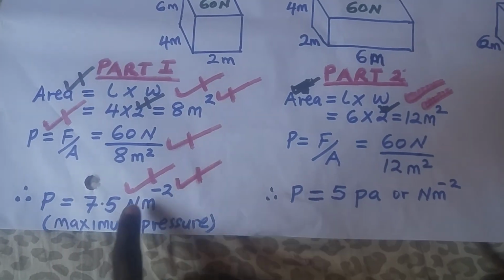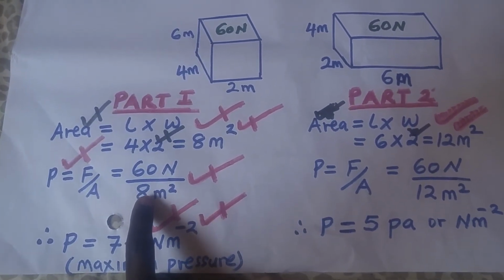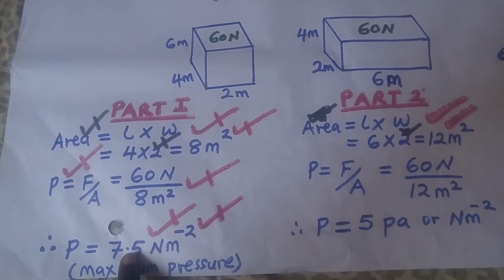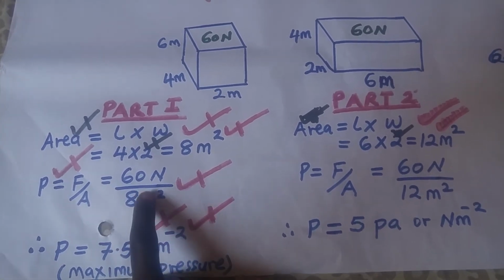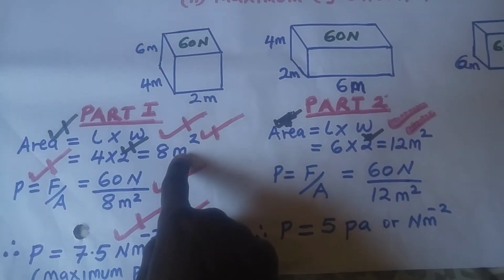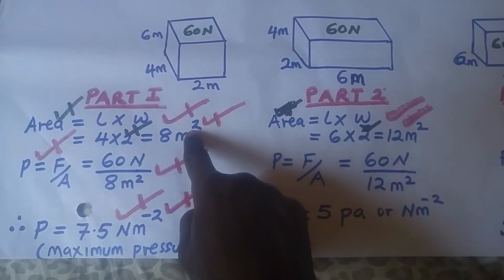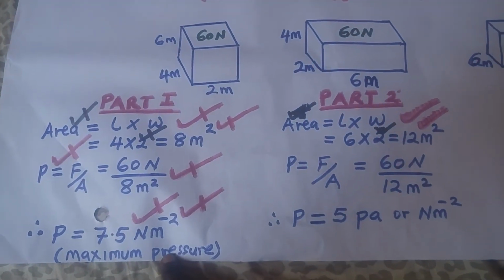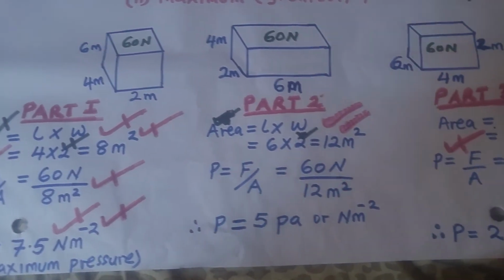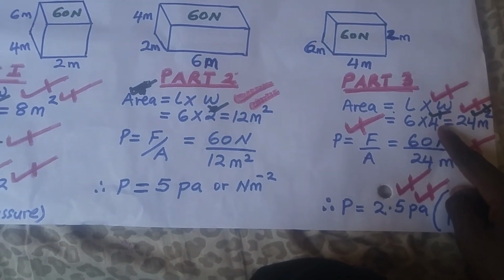Now let's look at here, where we got the greatest pressure. When somebody tells you to calculate the greatest pressure, you use the smallest area. So what does that mean? When the pressure is big, 7.5 is the biggest pressure, the area is the smallest. 8 meters squared was the first area, which is the smallest, because this is 8, this is 12, and this is 24. So the smallest area is what? 8. And that is where we get the maximum pressure. So when somebody tells you to calculate the greatest pressure, use the smallest area. And when somebody tells you to calculate the smallest pressure, use the greatest area.